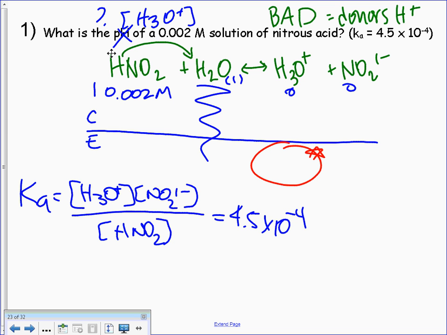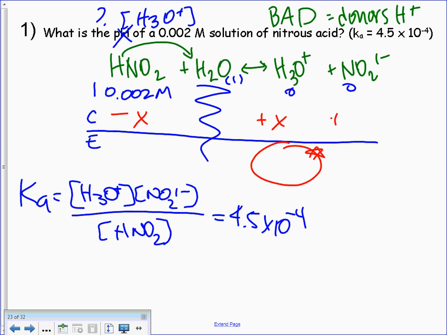So I do know that this is reacting, but how much is reacting? Good, nobody knows. So what would you call it? X. Since you don't know how much is reacting, you get to call it X, okay? So minus X. If I'm subtracting 1X here, what am I adding here and here?